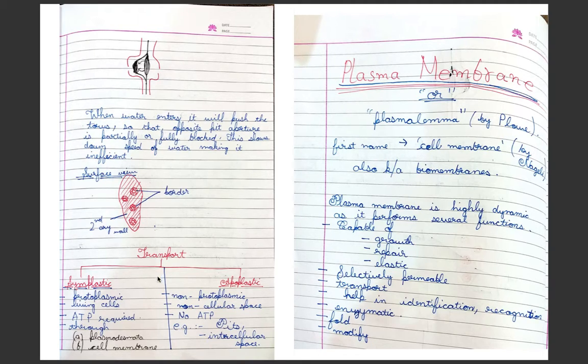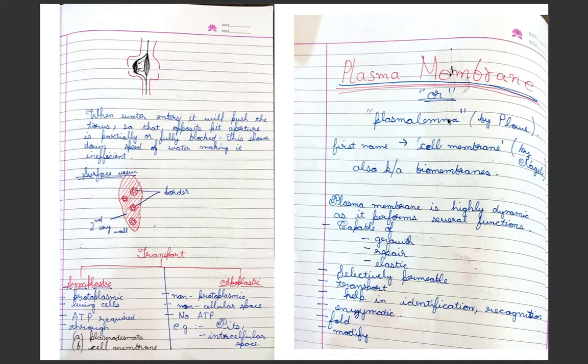Transport is of two types: symplastic and apoplastic. Symplastic is protoplasmic and occurs through living cells, and ATP is required here; it is done through plasmodesmata and cell membrane. Apoplastic transport is non-protoplasmic, done in non-cellular space, and no ATP is required. Example: pits and intercellular space.